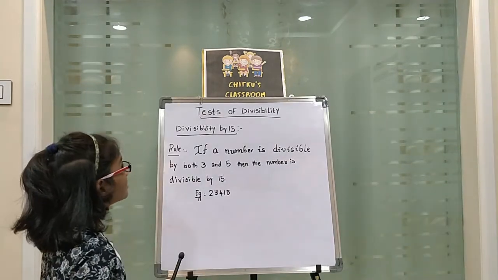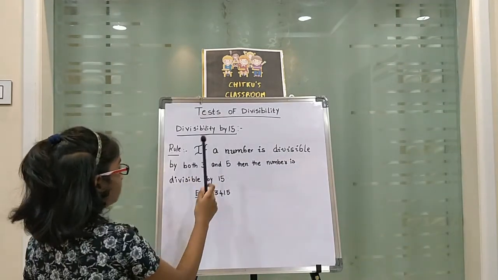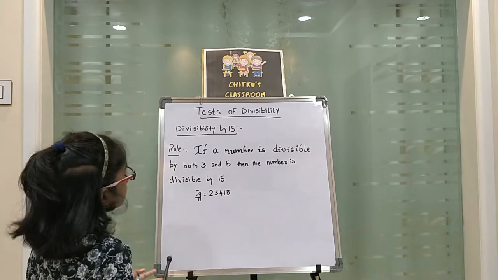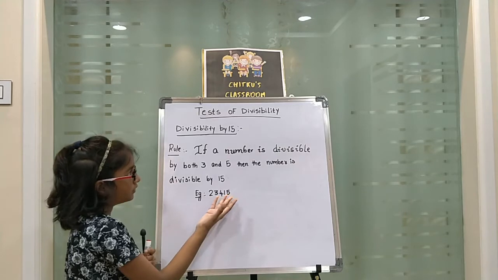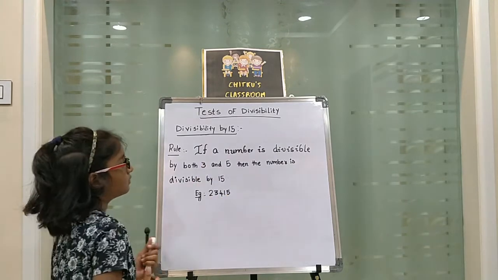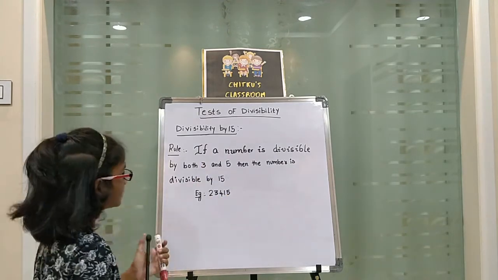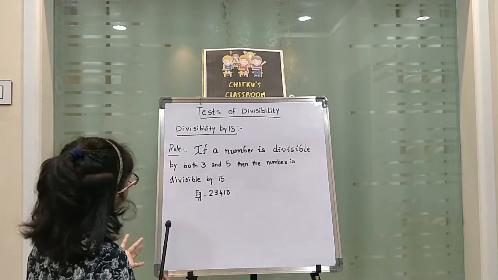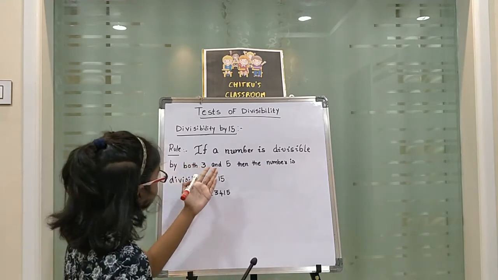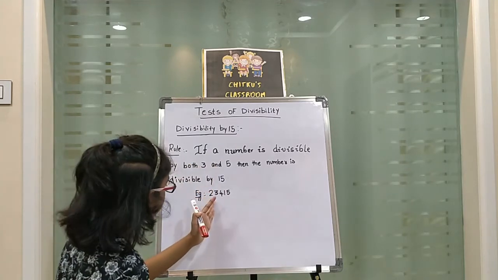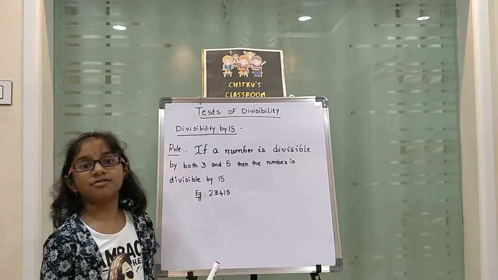Then about the divisibility rules of 15. Okay. So if a number is divisible by both 3 and 5, then the number is divisible by 15. So we have to find if this number is divisible by 15. So how can we find it? Yes, we have to do the divisibility rules of 3 and 5, and if 23,415 is divisible by both, it's divisible by 15.